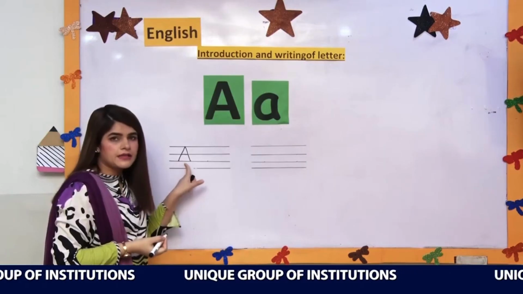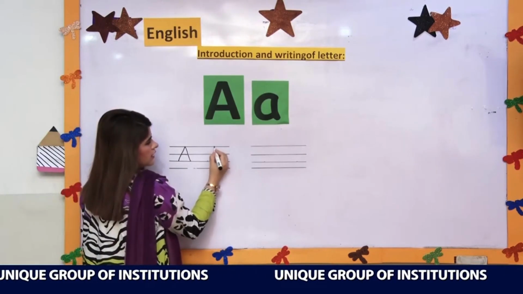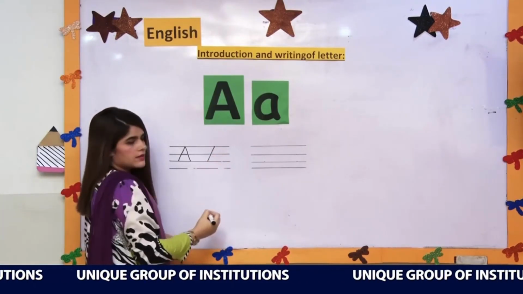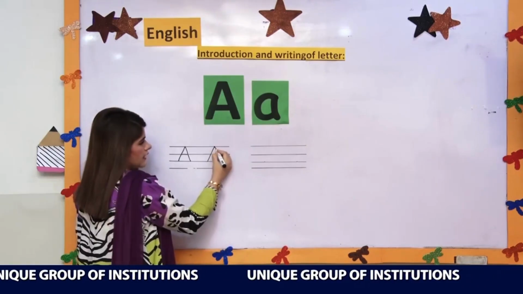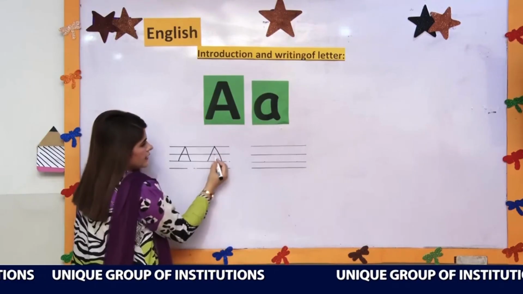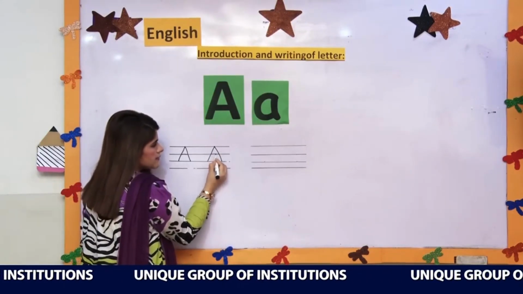This is capital A. I'm going to write it again here. Start from this dot, go down, down, down and touch this dot. Then start from here again and go down, down, down and touch this dot. And then we are going to have a sleeping line. This is a sleeping line.